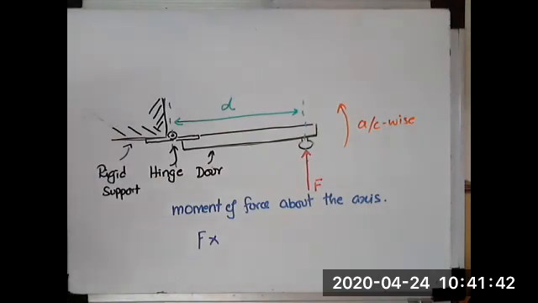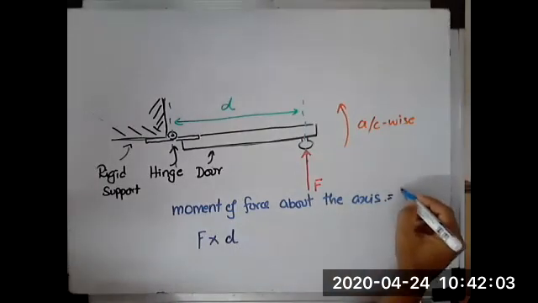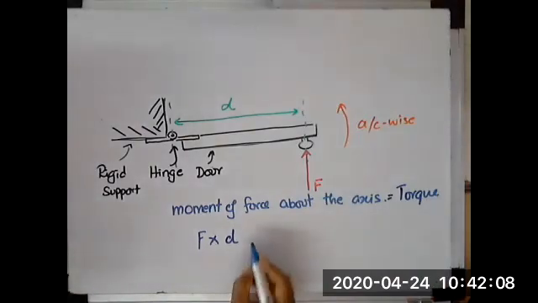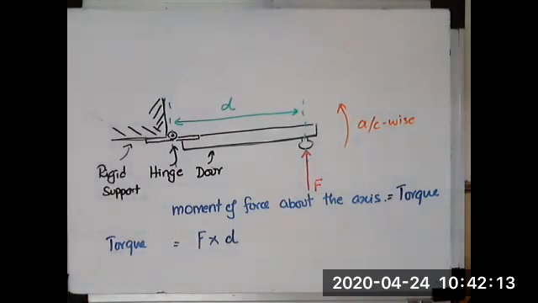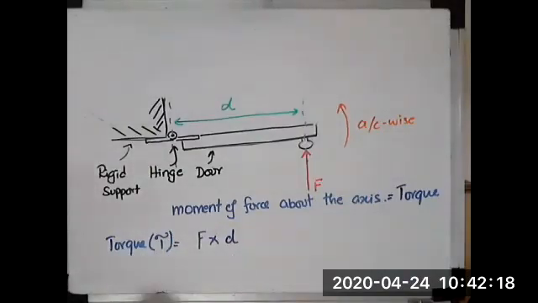Right now there are no two moments that we are talking about, so I'm just going to keep the d as the distance. So I can say that it is F multiplied by d. That is what is causing the rotation. Incidentally, this moment of force about the axis is given the term torque. So torque is equal to F times d. Torque is abbreviated to the Greek letter tau.